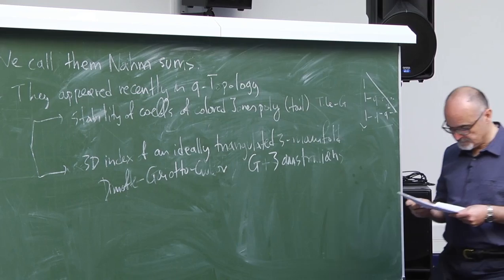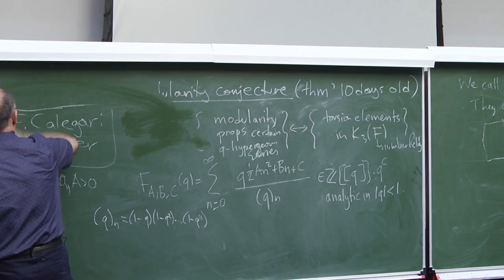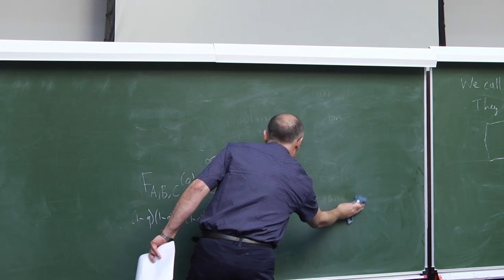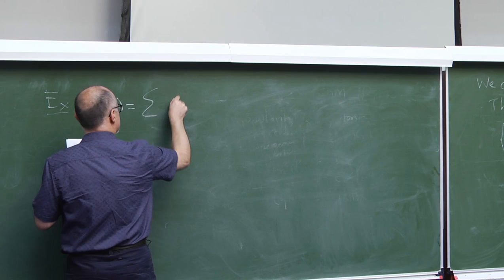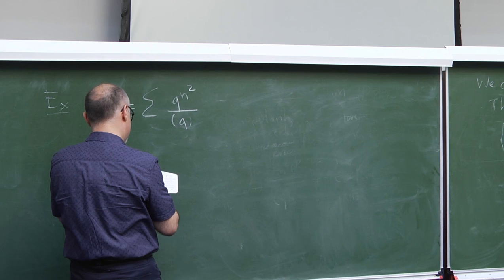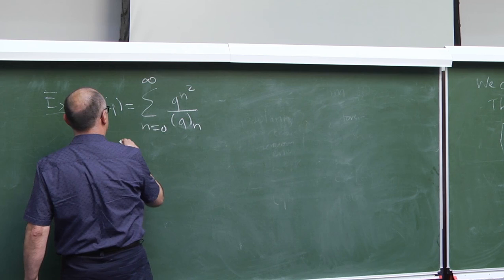Let me give you an example, so that we have something concrete. So I'll give you an example of a series. All I need to give you is an A and a B and a C, and then we have a series, right? So it's not so hard to get one. So here's an example. A series G, which is the sum of Q to the n squared over quantum n factorial. Right? So this is the case when A is equal to 2.